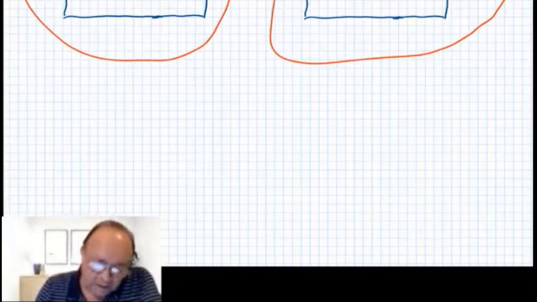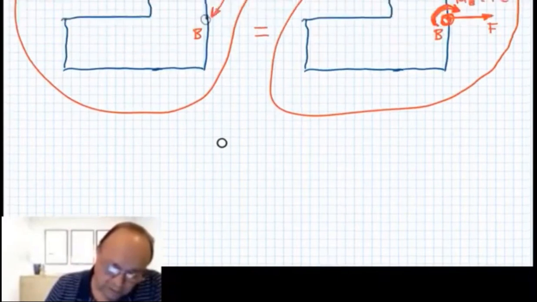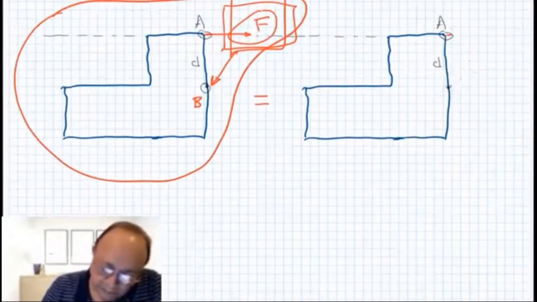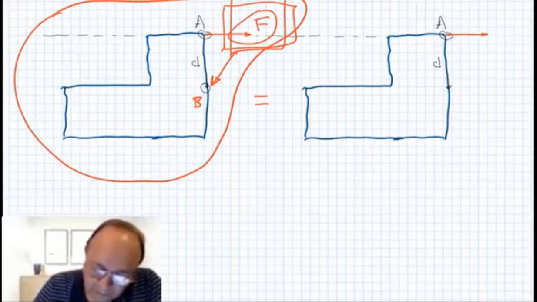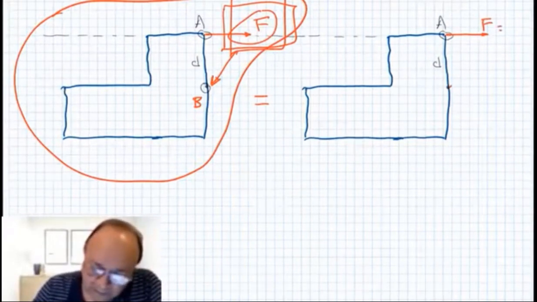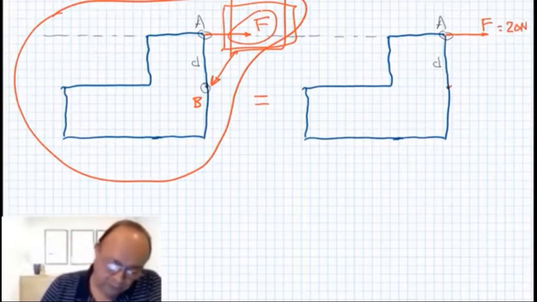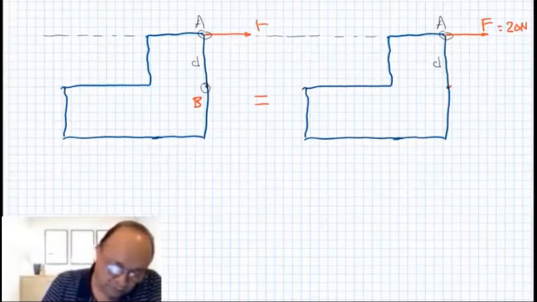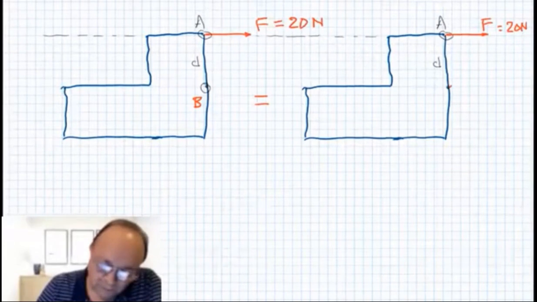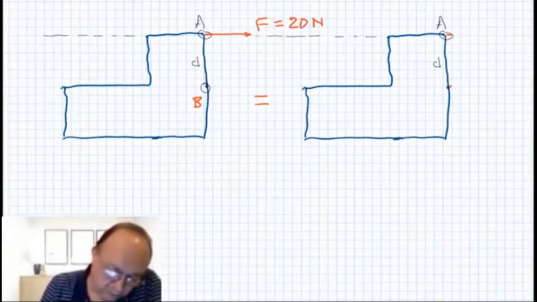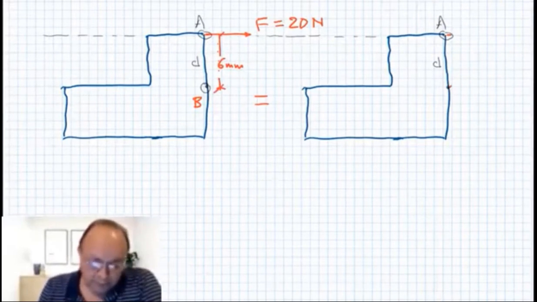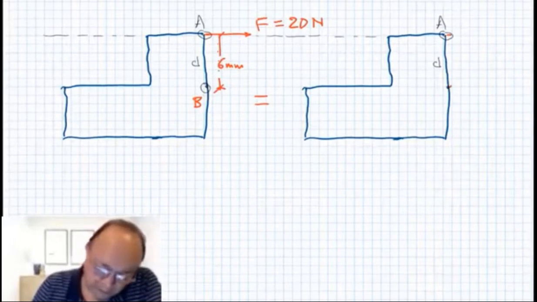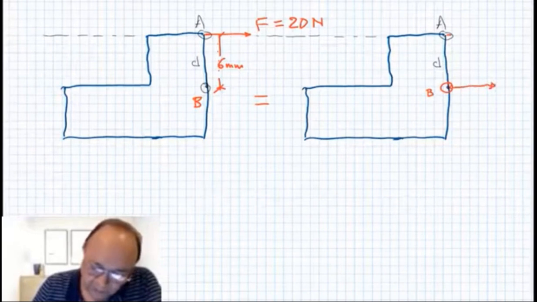Let's do a first example with numbers. Let's say I have this force F that has a value of 20 newtons. And let's say that each one of these squares is 1 millimeter. 1, 2, 3, 4, 5, 6. This distance is 6 millimeters. And for some reason, I want to move that force from location A to this location B. So now the force is going to be here, F, 20 newtons.